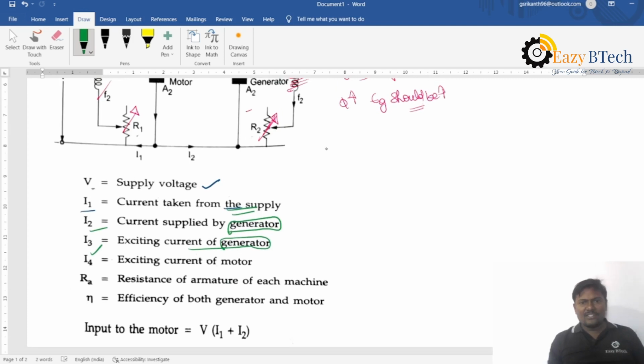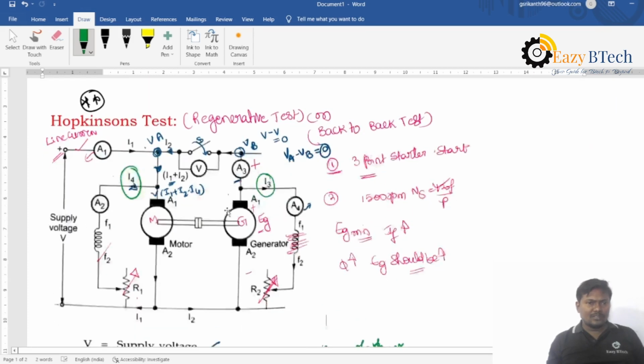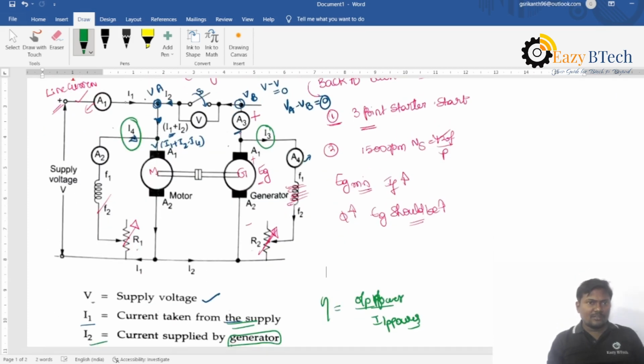And what is the efficiency? The efficiency formula is output power divided by input power. So we can calculate the efficiency of the generator and the efficiency of the motor also. What is the input to the motor?